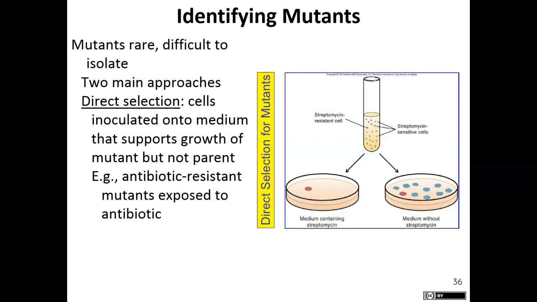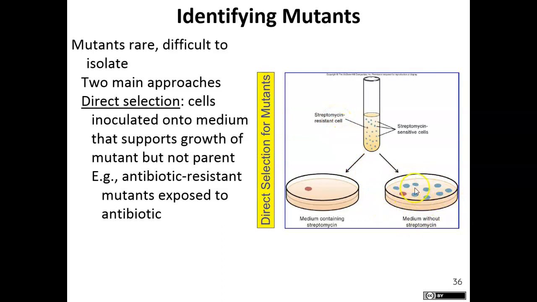So this is often how we find mutants that are antibiotic resistant. So why would we be looking for antibiotic resistant mutants, you might ask? Well, there's a lot of importance in isolating antibiotic-resistant strains of bacteria so that we can then find new antibiotics that will kill them off. So that's what a lot of scientists do. That's their job. And so in this direct selection, we're looking for cells that are resistant to streptomycin, which is an antibiotic.